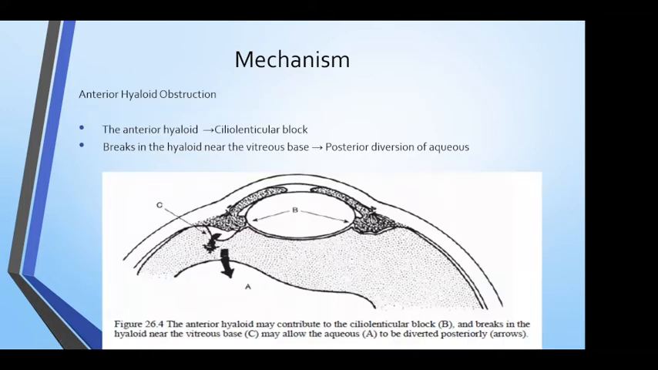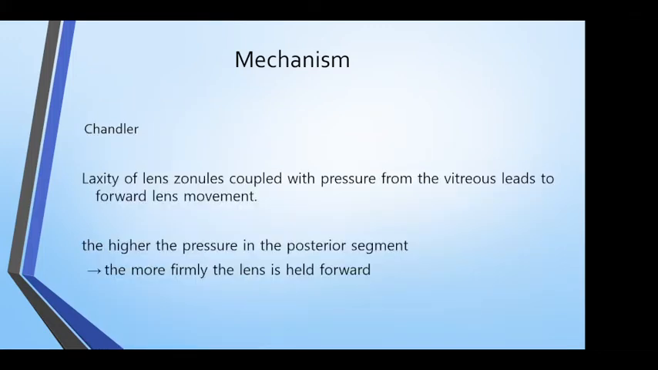Anterior hyaloid obstruction. The other theory is that the breaks in the anterior hyaloid face could lead to posterior diversion of aqueous and then leakage of fluid through those breaks. Chandler also described the laxity of the lens zonules coupled with pressure from the vitreous leads to the forward lens movement. And the higher the pressure in the posterior segment, the more firmly the lens is held forward, and hence the pressure rise in the eye.